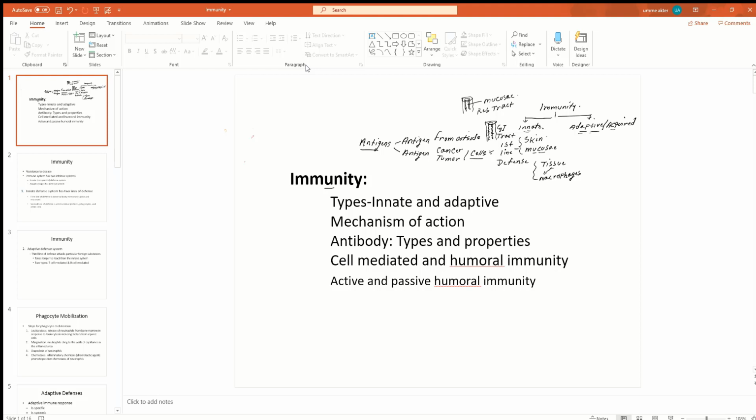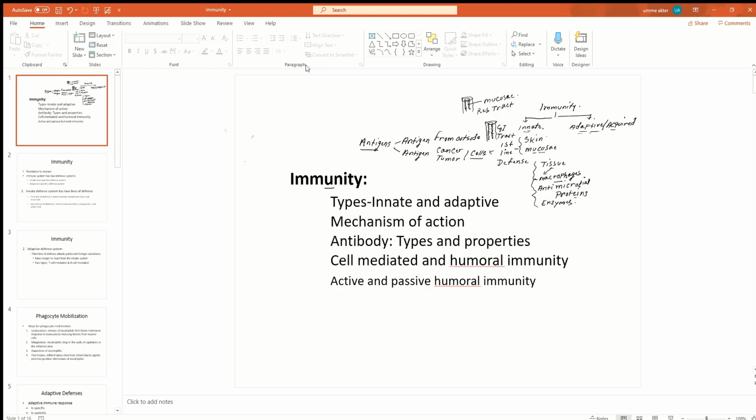Then in your tissue, you also have antimicrobial proteins. Antimicrobial proteins, okay, they will try to destroy the microorganisms. So in the tissue, you have the macrophages. Those are phagocytic cells, will try to engulf the microorganisms or antigens. You also have antimicrobial proteins. That protein will try to destroy them. Okay, and you also have certain enzymes.